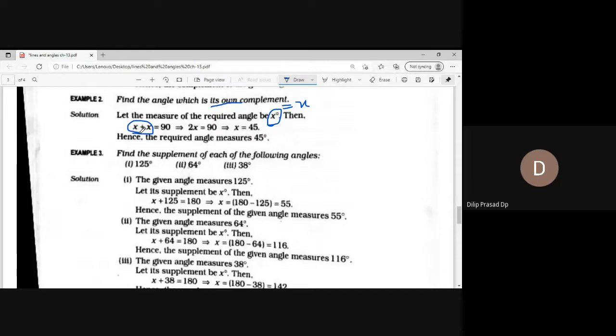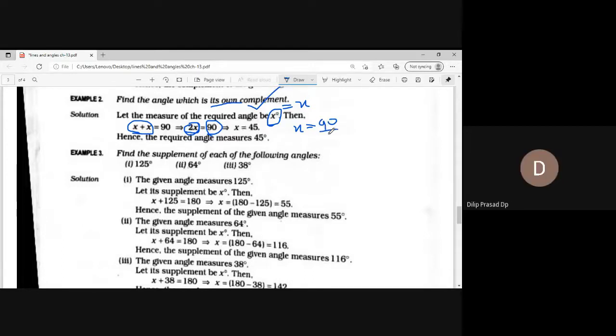That means 2x, and it will be 90. Why 90? Because it is a complement angle. Complement means 90 degree. Then what to do? We have to divide. x is equal to 90 by 2.